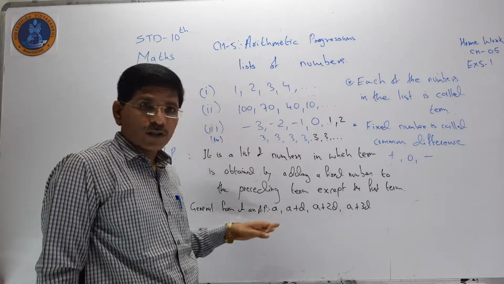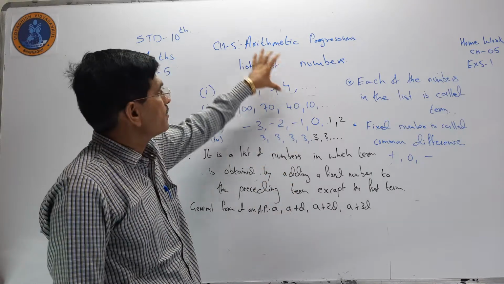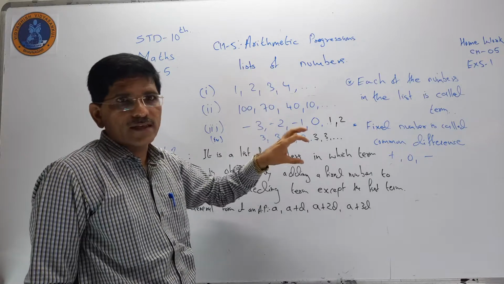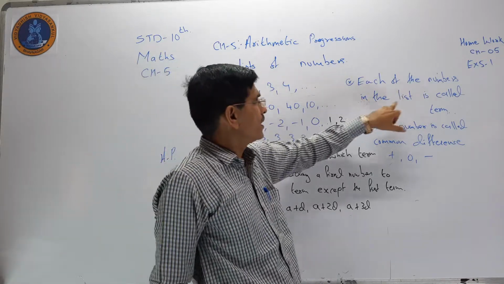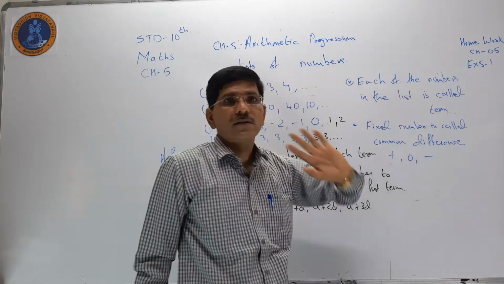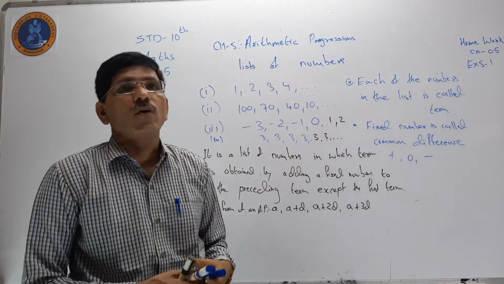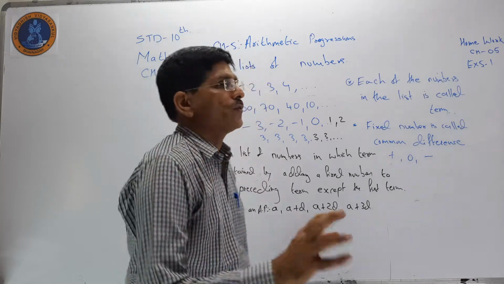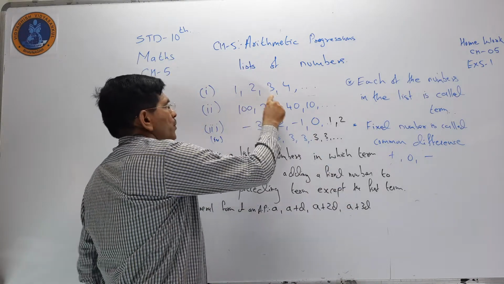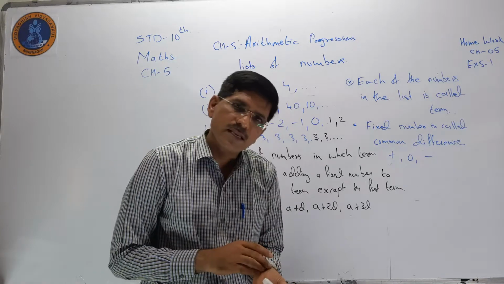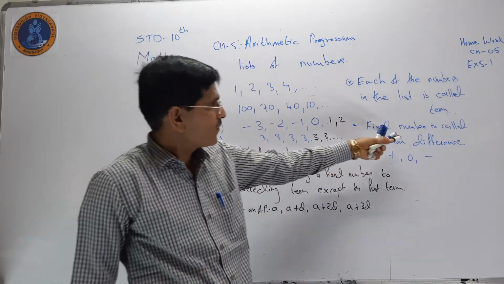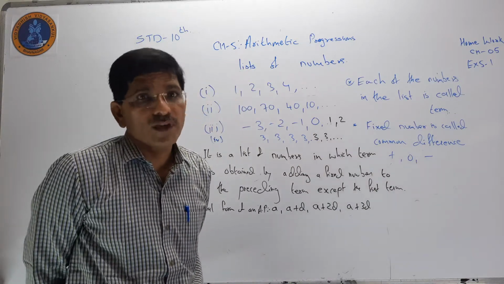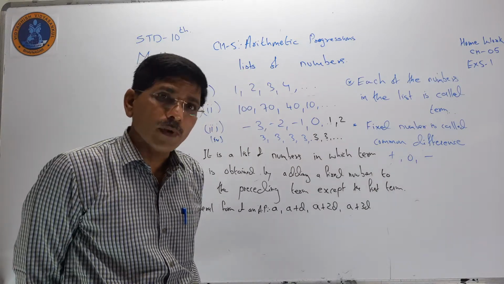Now we go for the definition. What is the definition? Each of the numbers in the list is called a term. So we can say that 1, 2, 3, 4 continuing, each is a term. The fixed number is called the common difference.